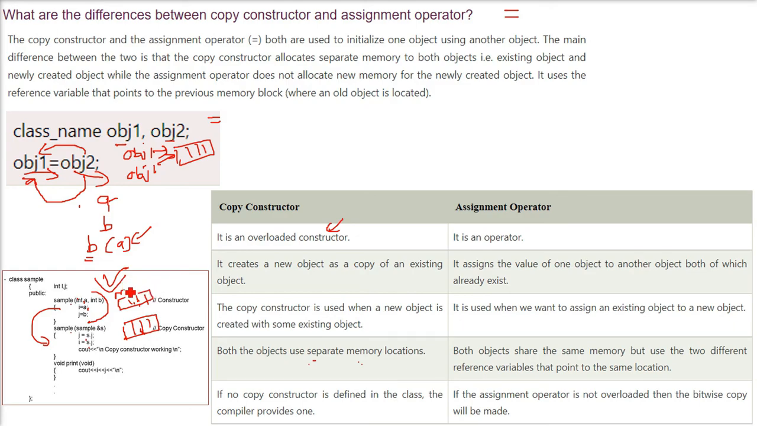Copy constructor: if no copy constructor is defined, the compiler will provide you one. It is already there with you. Assignment operator is not overloaded. If it is not overloaded, then the bitwise copy will be made. As I said, this object can only be assigned when this operator is your overloaded operator.